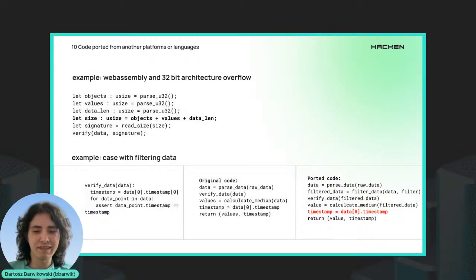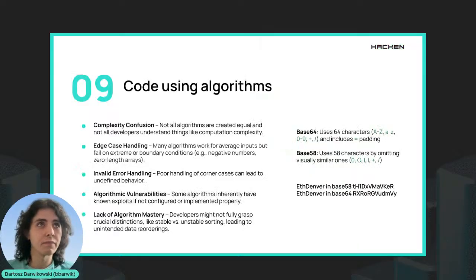So this is a good example, which is usually hard to notice because it's a very small difference, like 32 bits versus 64 bits. What's the difference? But there is.